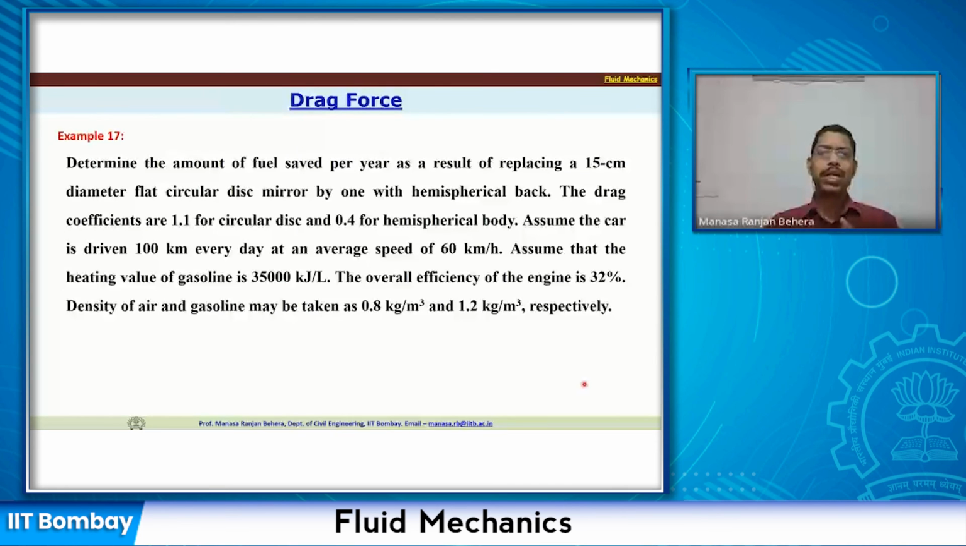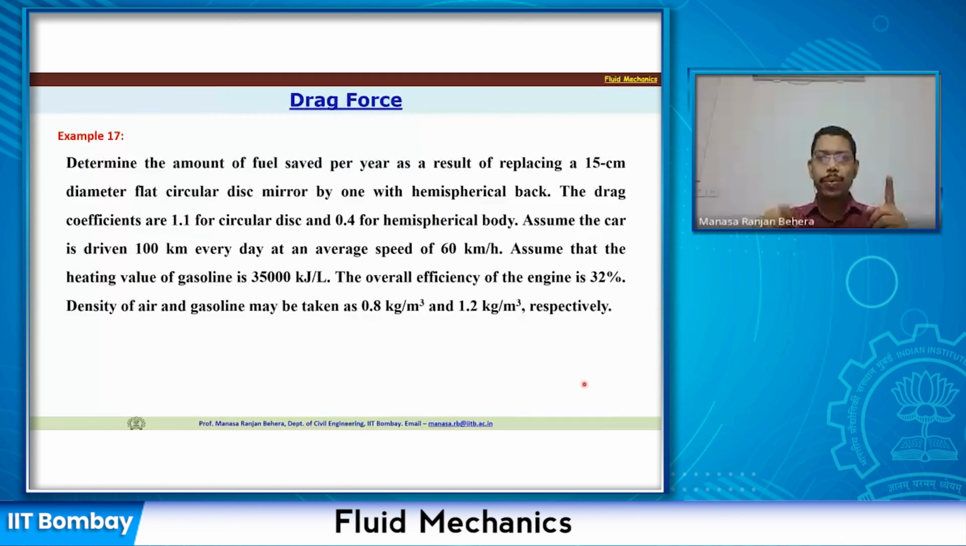Now in this case, this is simple. You can always see that the drag coefficients are different. For a flat disc it is 1.1, with a hemispherical back it is 0.4. So obviously we can tell that with a flat disc it is going to have more drag or more resistance, it will consume more fuel, and in case of hemispherical back it will consume less fuel. But we want to understand how much exactly the impact is and what fuel saving happens due to the small change. Just imagine that it's a 15 centimeter diameter, nothing but a small scale.